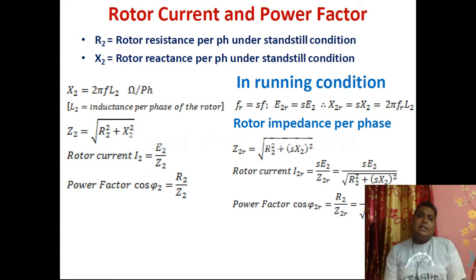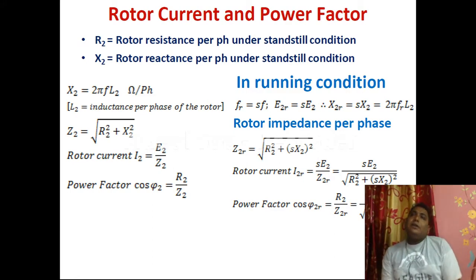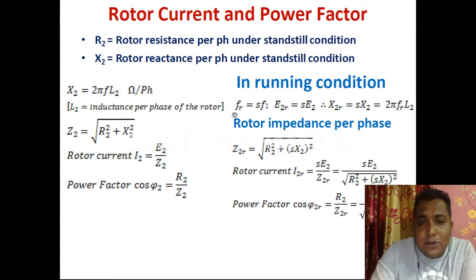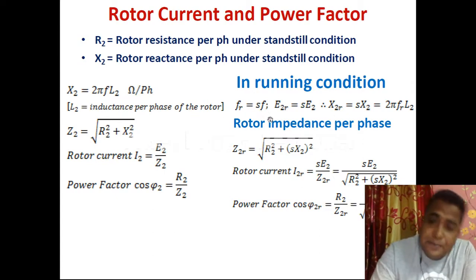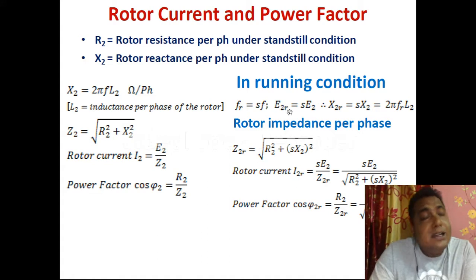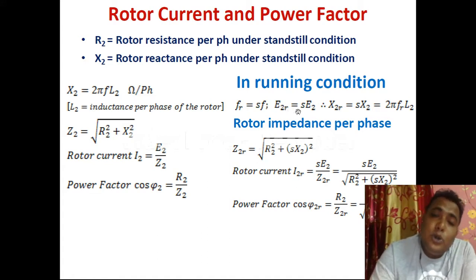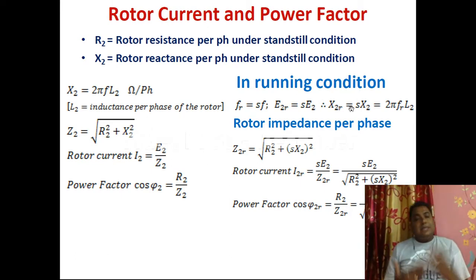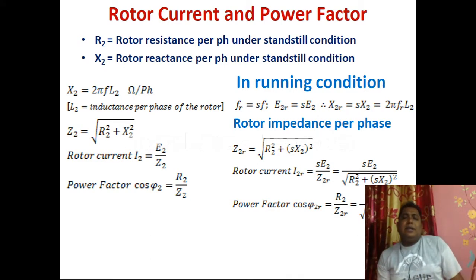So in the next condition, now we are considering the rotor. What is the value of rotor frequency, rotor EMF, and rotor reactance? See, it is changing. How is it changing? Already in the previous slide we have derived this. Rotor frequency is given by S into F, where F is the supply frequency. E2R, the rotor EMF at running condition, is equal to S into E2, where E2 is the EMF at standstill condition, and X2R is equal to S into X2. The same way as we have derived the other components, we can derive this one also.